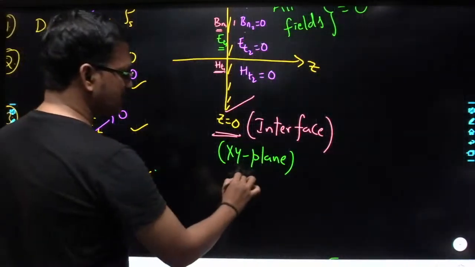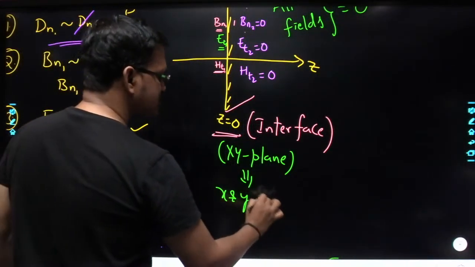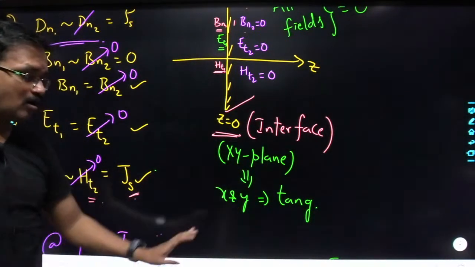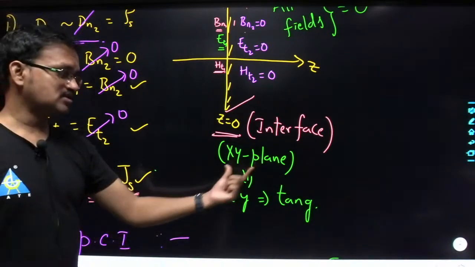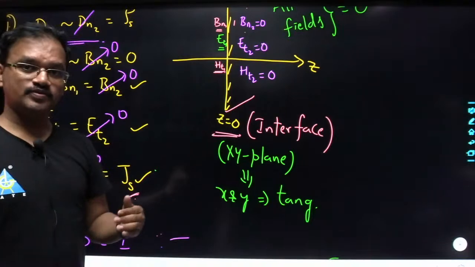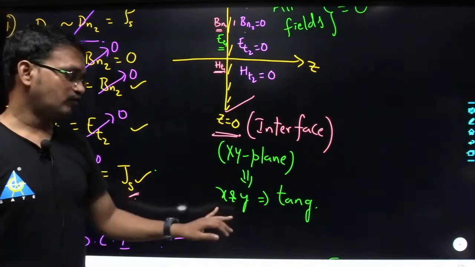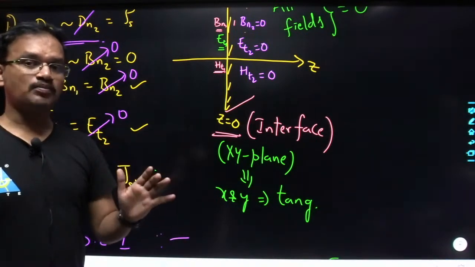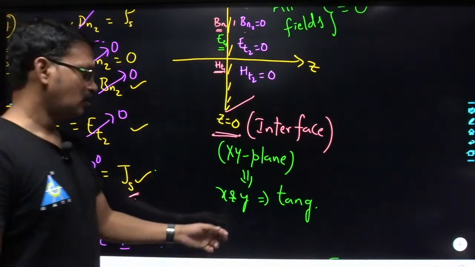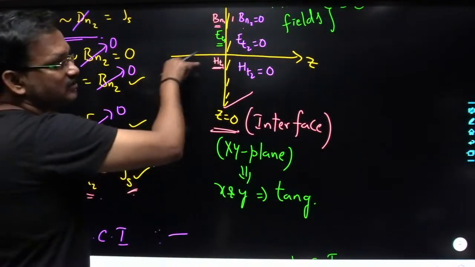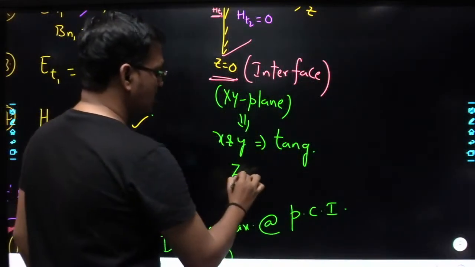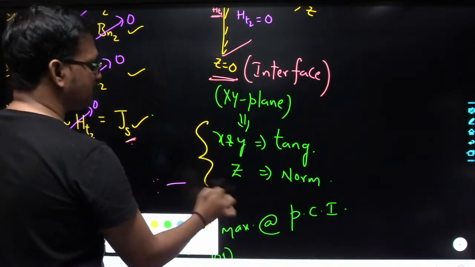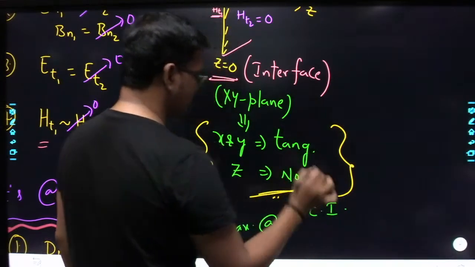So I can say that x and y components are acting like what? Tangential components. The components that are parallel to this plane are called tangential components. Since it is the xy plane, x and y components are parallel to this surface, hence we call them tangential components. Tangential means those components are parallel to the interface. Right. Okay. So what is the component that is normal to the interface here? That is the z component. So the z component is normal to the interface.